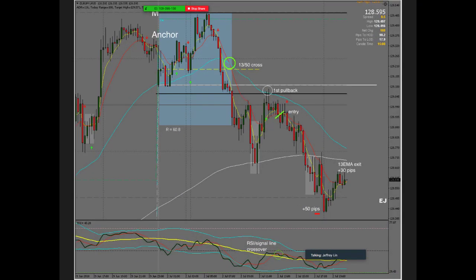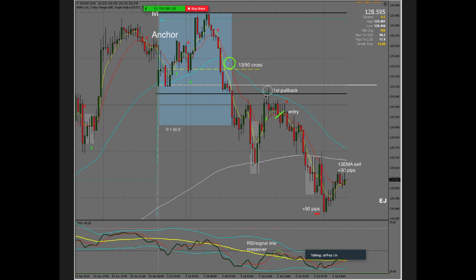Okay, so we're going to look at some examples. This is what I talk about when I say an anchor. So look at this big M anchor, right? And then you're going to look for the 13 EMA to cross the 50, so the 13/50 cross. Then the first pullback to the water.